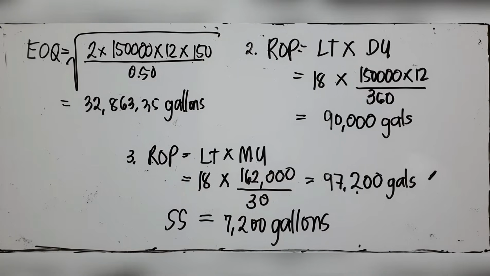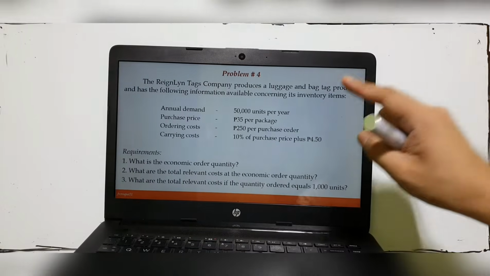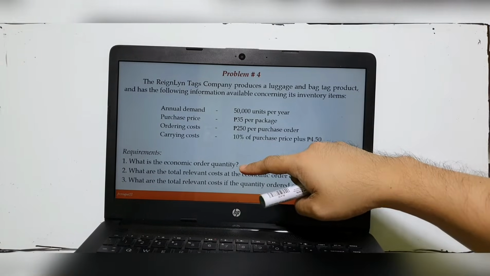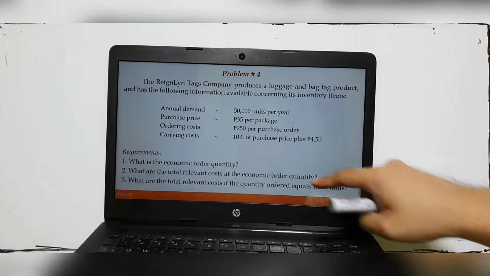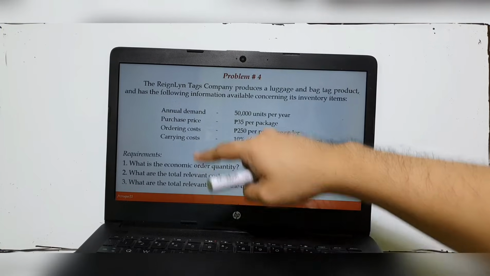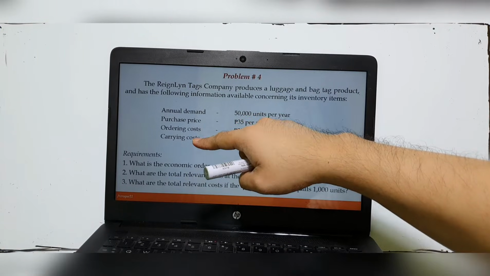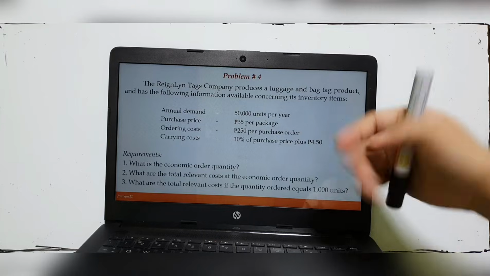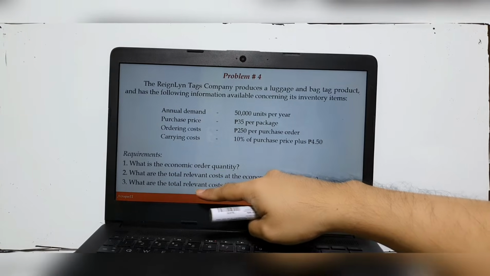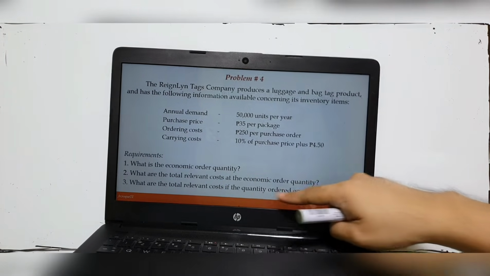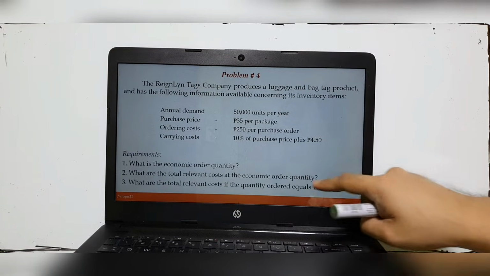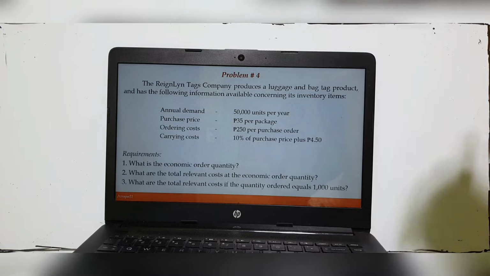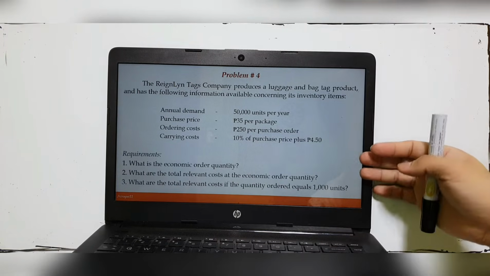Okay. So, we will now proceed to problem number 4. Alright, in problem number 4, EOQ uli ang tinatanong, and then the total relevant cost at EOQ. Ayan. So, the total relevant cost again, that includes your total ordering cost and annual carrying cost. That's another way of asking the total inventory cost. And then number 3 is what are the total relevant costs if the quantity ordered equals 1,000 units. So, most probably, hindi ito yung EOQ natin. So, what if iibahin lang natin yung size ng ating order?